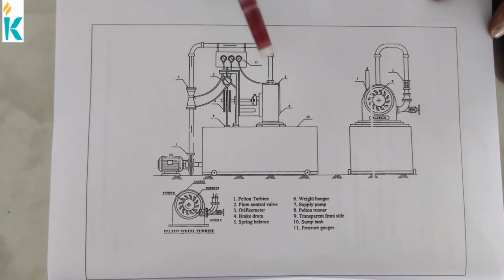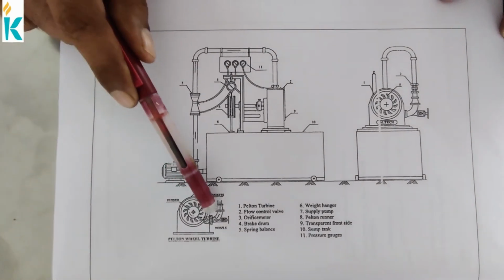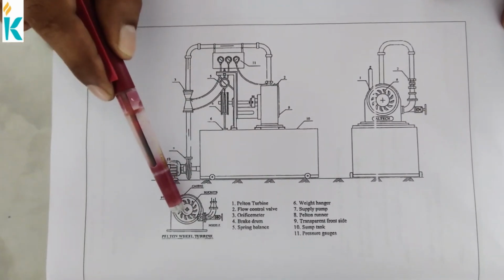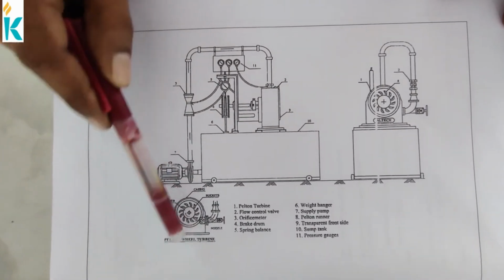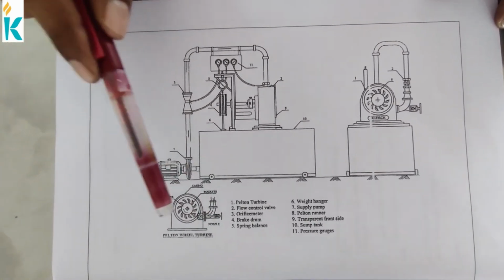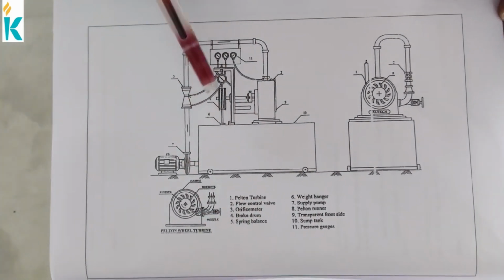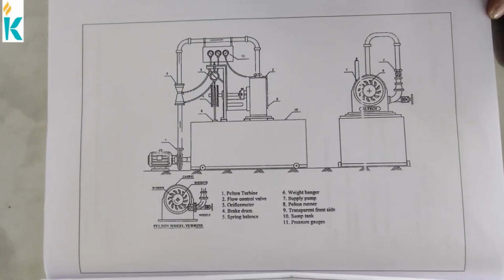This is the diagram of the Pelton wheel. This is the flow entry and then the exit of the flow. The flow enters tangentially and exits radially out of the turbine. In this turbine, the parts are identified very easily: 1, 2, 3, each part is given with its corresponding component.